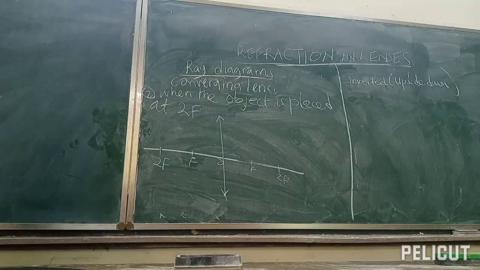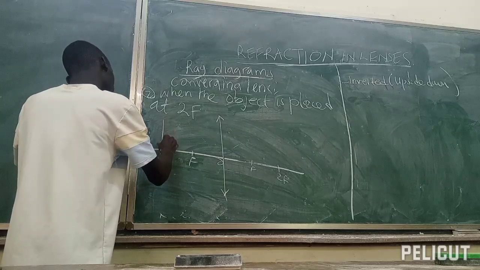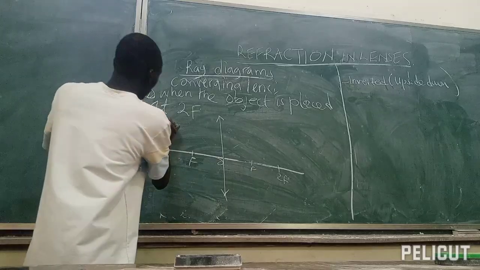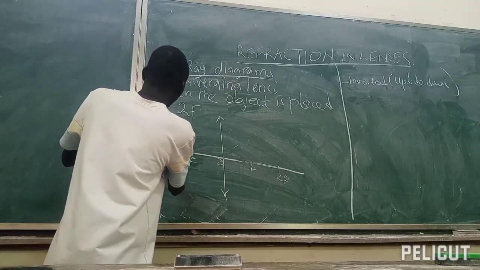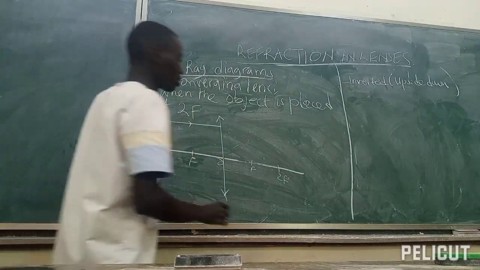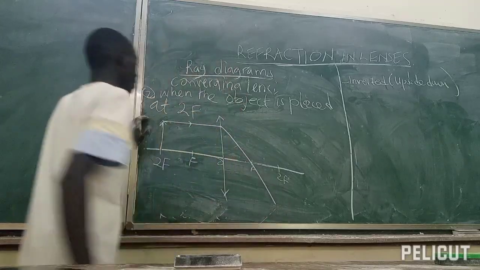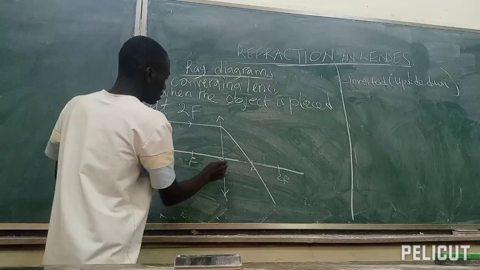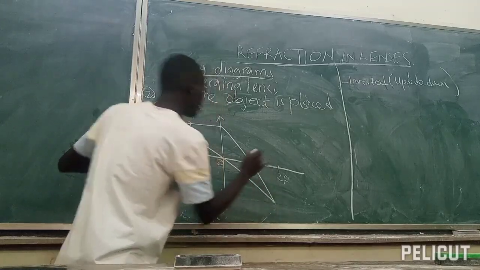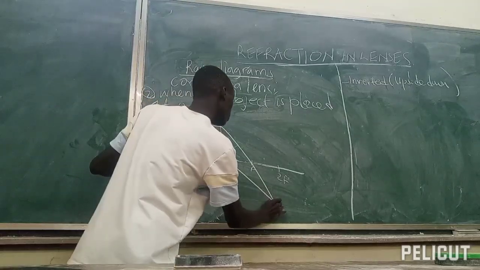Now when our object is placed at 2F, okay? So we shall have our object facing upwards. So the first principle we say: a ray parallel to the principal axis, this is our principal axis, converges and passes through the principal focus. Then the one which comes directly through the optical center goes unrefracted. So where the two rays meet is where our image is formed. So you draw your image there.